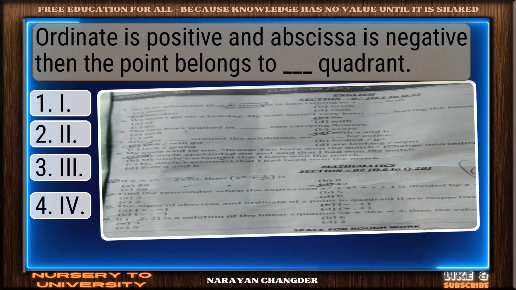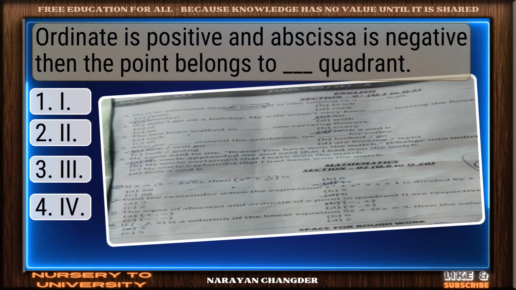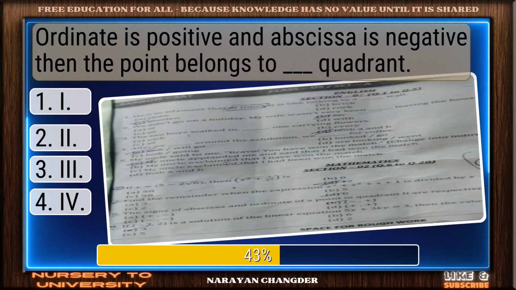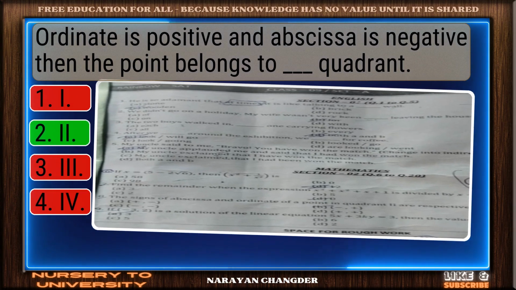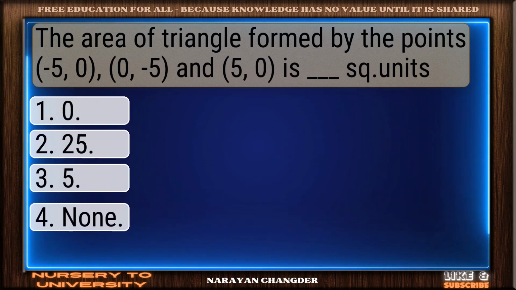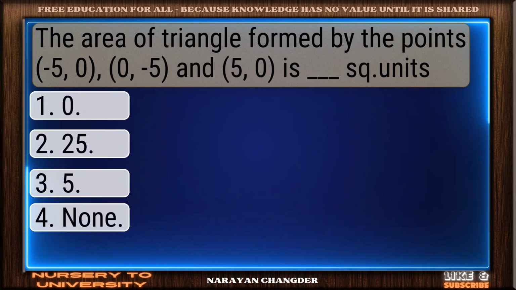Ordinate is positive and abscissa is negative. Then the point belongs to dash quadrant. Great thinking. I is right. The area of the triangle formed by the points and is dash square units.